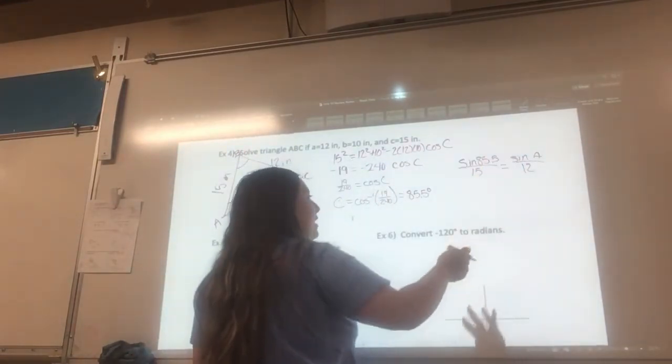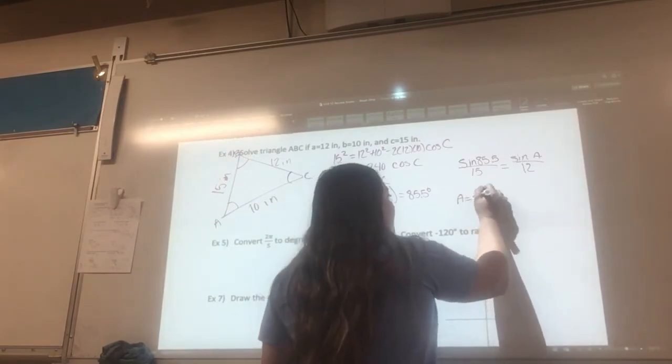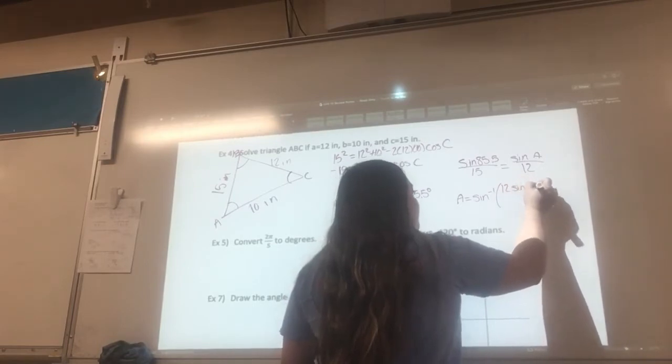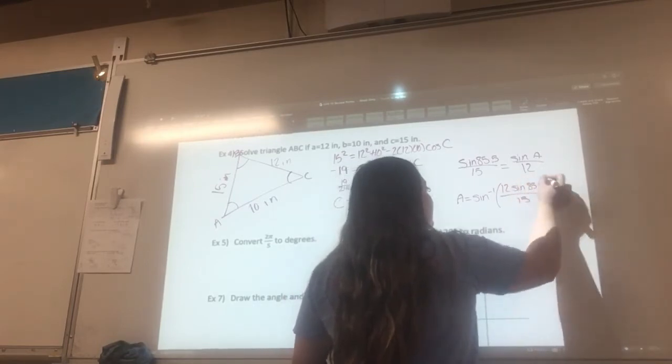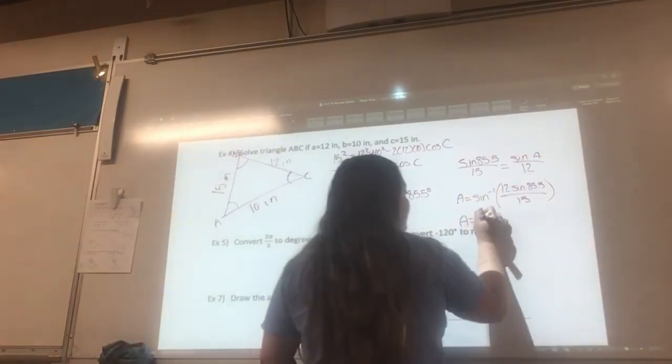You cross multiply, you divide by 15, and you're going to see that A is equal to the sine inverse of 12 sine of 85.5 divided by 15, and A is going to equal 52.9 degrees.